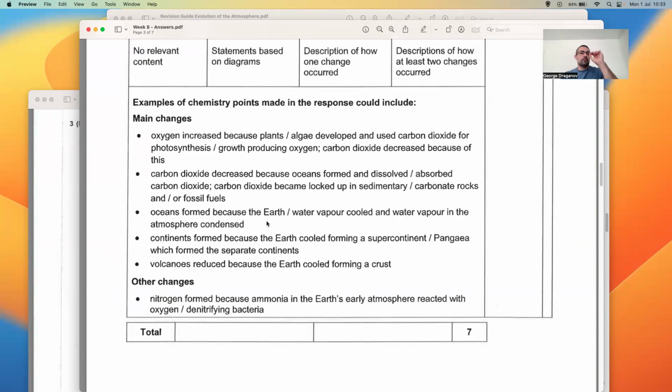Obviously, it's not in order. The oceans formed because the water vapor cooled and condensed. Then here's an extra point. The continents formed because the Earth cooled, forming Pangaea, which is a supercontinent, which then separated into its different continents. And the volcanoes reduced because the Earth cooled down and formed the crust. Nitrogen formed because ammonia reacted with oxygen and because of denitrifying bacteria. So these are the two that I covered earlier.